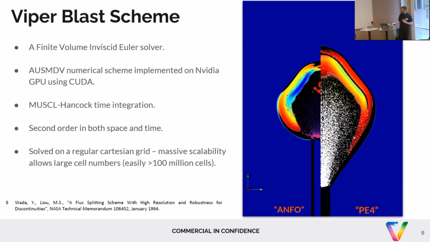So just quick numerical, because this is a good audience for that. Finite volume inviscid Euler solver. We use the AUSMDV numerical scheme, MUSCL-Hancock time limited, second order in space and time. And again, because this is on the GPU, we can easily handle dozens or hundreds of millions of cells, and it can run in a reasonable time period.